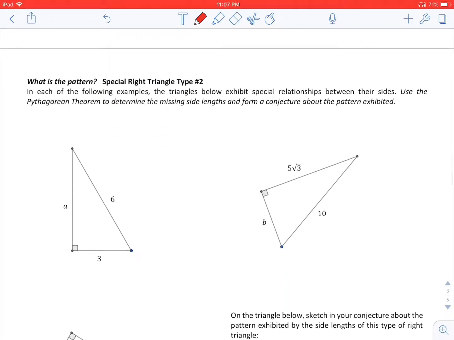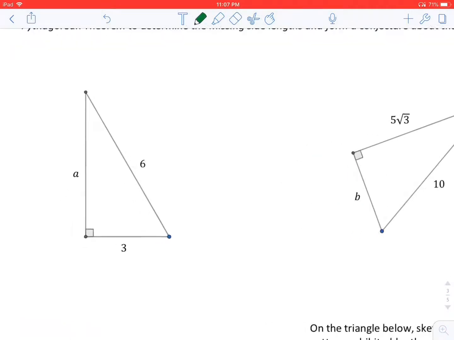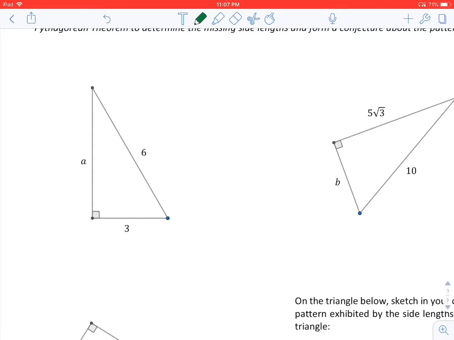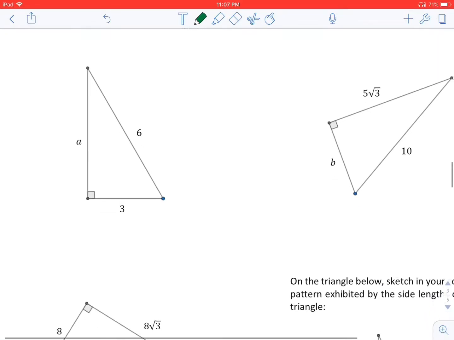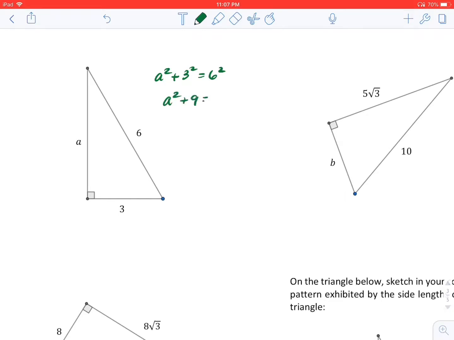The second type of special right triangle has a similar relationship, but it's a little more intricate, and we'll get into it based on whether or not we can spot the relationship. But I want to start with finding the particular values that we're asked to find. a squared plus 3 squared is equal to 6 squared, according to the Pythagorean theorem, meaning that a squared plus 9 is equal to 36, or that a squared is equal to 36 minus 9, which is 27. So a is equal to the square root of 27.